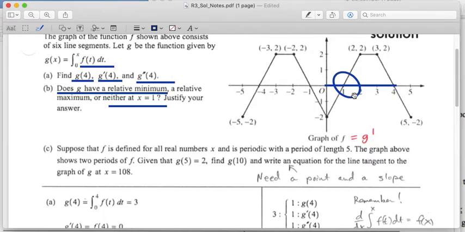Now it gets a little bit crazy. Part C, suppose that f is defined for all real numbers and periodic with a length of 5. What does that mean? That means this part of the graph along that x from 0 to 5, this structure right here, I'm not going to draw it, repeats over and over and over again. That's what it means to be periodic with a length of 5.